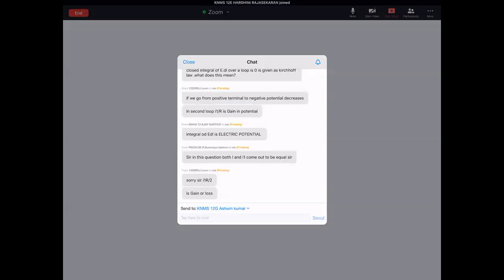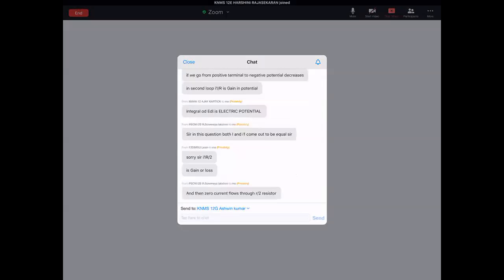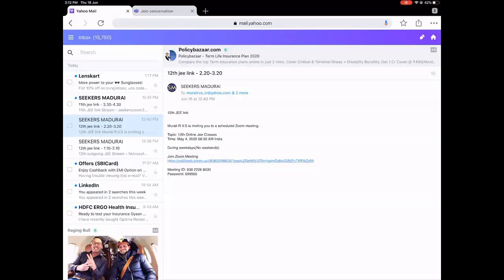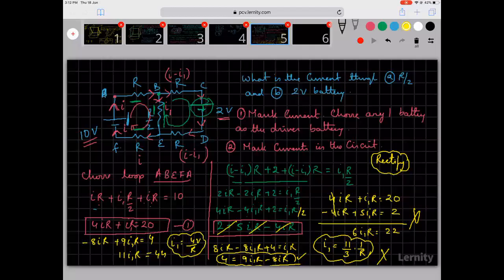IR by 2, IR by 2, then 0 current flows through RB. No, how can it be? It cannot be 0 current. Okay, if you're getting it, it can be 0 current. If you found out and it is coming to be 0 current, great. Yes, there is a possibility of 0 current also. So this is one way of doing it.